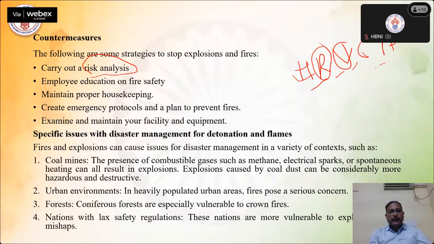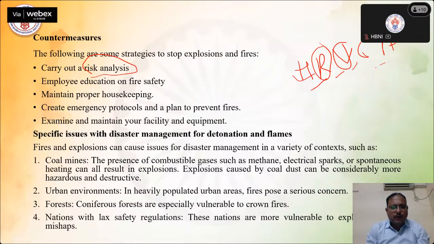So specific issues, then we have to create emergency protocols and plans to prevent fires. It is much required. Examine and maintain our facility and equipment. These all things are parallelly connected, but yes, we have to think about how we will cover all these issues. Examining and maintaining your facility and equipment is again a big thing.